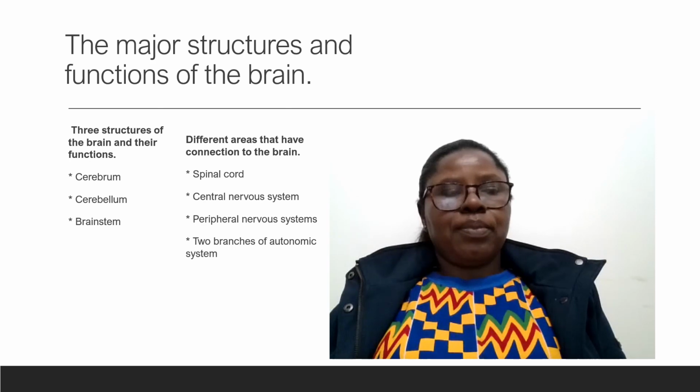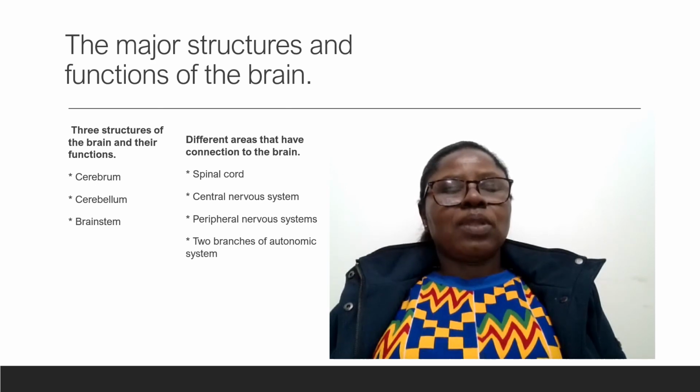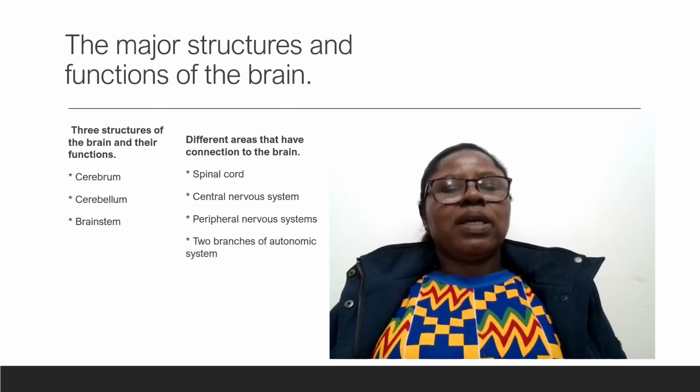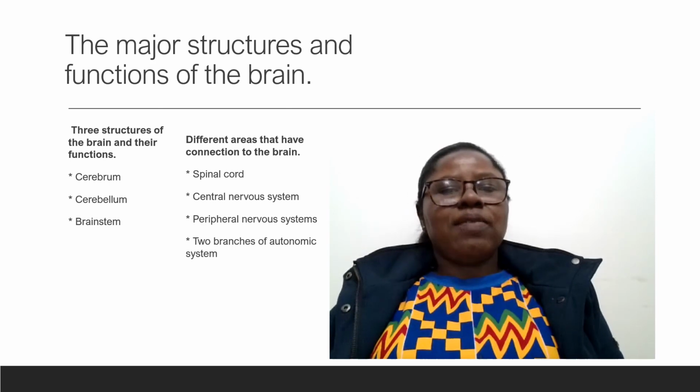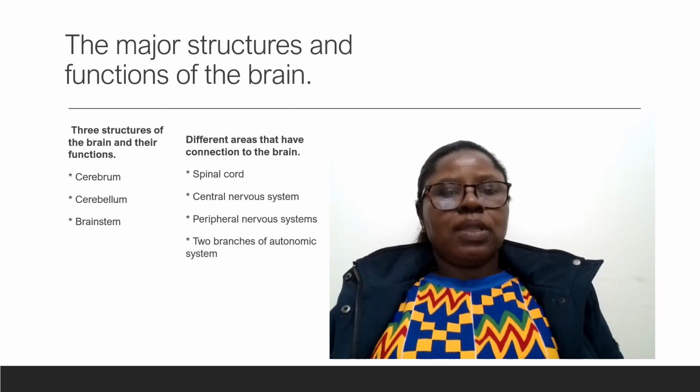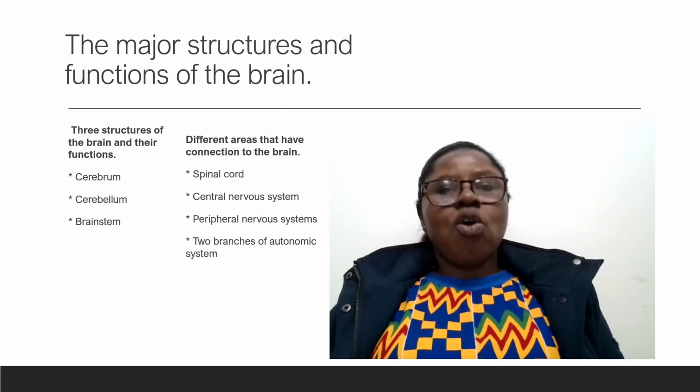The brain stem is a part located under the brain, which has a connection with the spinal cord. The spinal cord also has a connection with the central nervous system and the other two branches of the autonomic system. They all work together to perform the tasks assigned to the brain.